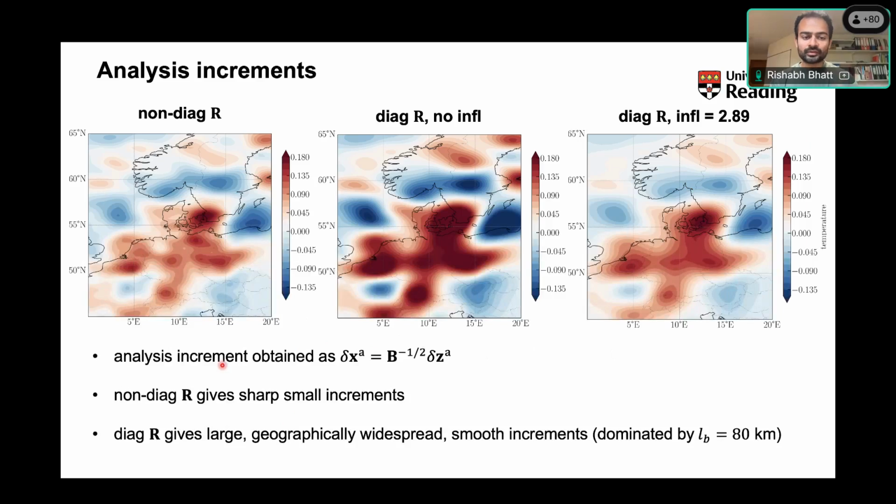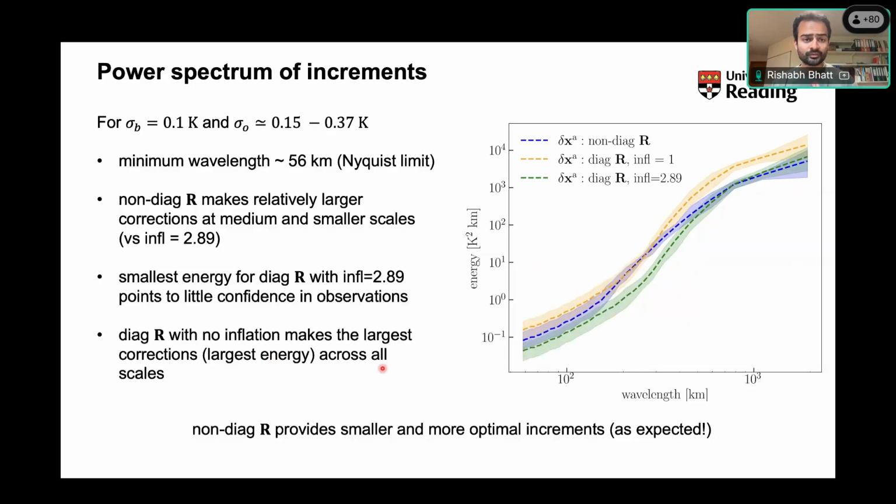So these are some of the increments which we see, and also we show the benefits of having non-diagonal observation errors accounted for. So you see a non-diagonal R makes only sharp small increments, whereas a diagonal R gives you very large geographically widespread smooth increments. And the increments are again done by just doing a back substitution of the control variable. In terms of the power spectrum, you see the non-diagonal R makes larger corrections at medium and smaller scales, and the green dashed line is also for the 10 realizations.